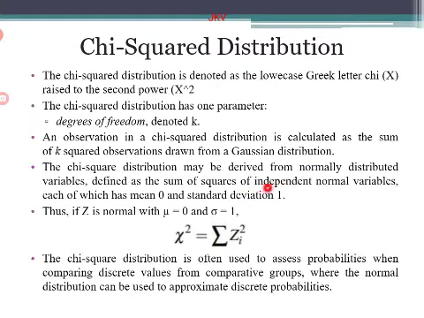The chi-square distribution may be derived from normally distributed variables defined as a sum of squares of independent normal variables, each of which has a mean 0 and a standard deviation 1. Thus, if z is normal with mu equal to 0 and sigma equal to 1, then chi-square is equal to z squared, that is the sum of z i squared. The chi-square distribution is often used to assess probabilities when comparing discrete values from comparative groups, where the normal distribution can be used to approximate the discrete probabilities.